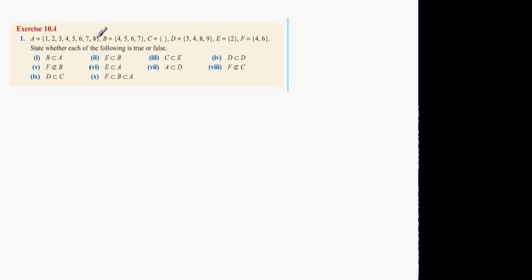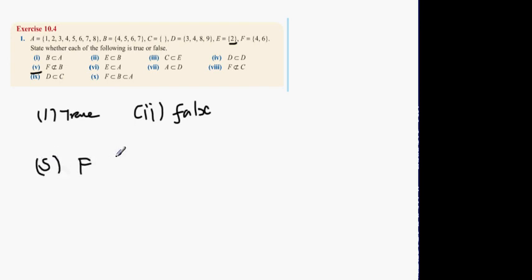State whether each of the following is true or false. B is a subset of A. Everything that's in B is also in A: 4, 5, 6, 7? True. Part 2. E is a subset of B. False, because B doesn't have the number A. Let's skip a few. Let's go for number 5. F is not a subset of B. Everything in F will fit into B. So false, because it does fit. Okay, false.